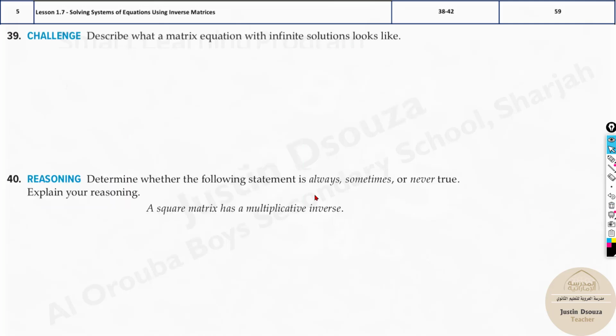That's the answer. Describe what a matrix equation with infinite solutions looks like. You need to write a matrix equation for infinite solutions. First, write two equations which have infinite solutions. That means they are the same equation, right? Imagine you have 2x plus 3y equals 7. This must be the same equation, because if they are the same equations, they are overlapping and it's infinite. You can write 2x plus 3y equals 7, or a multiple of this, 4x plus 6y equals 14.